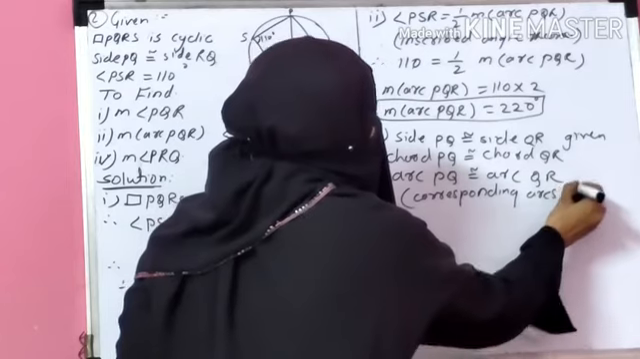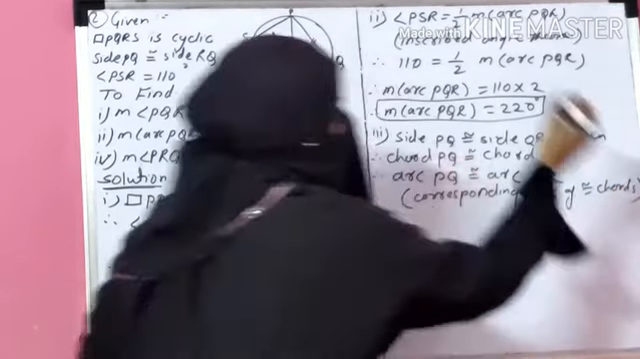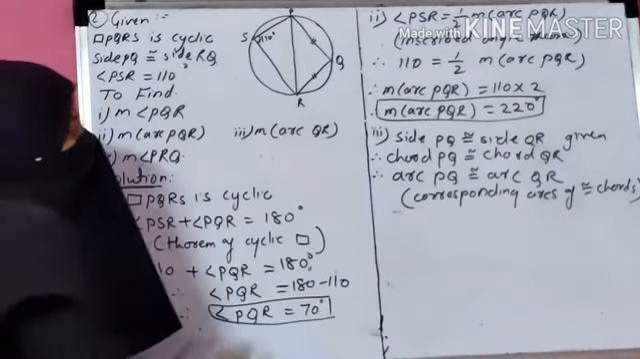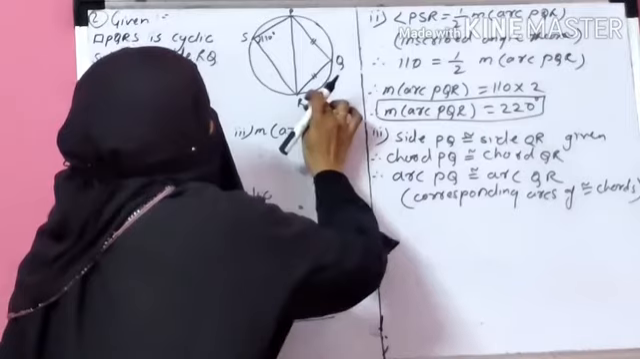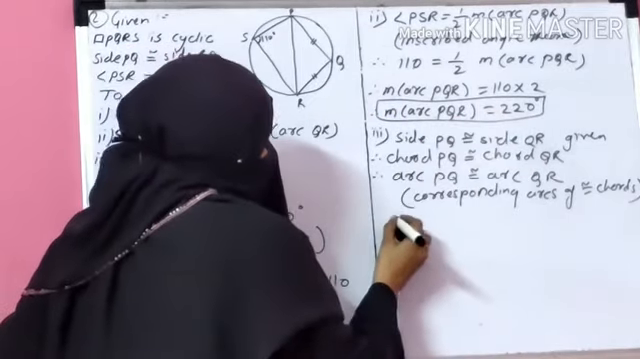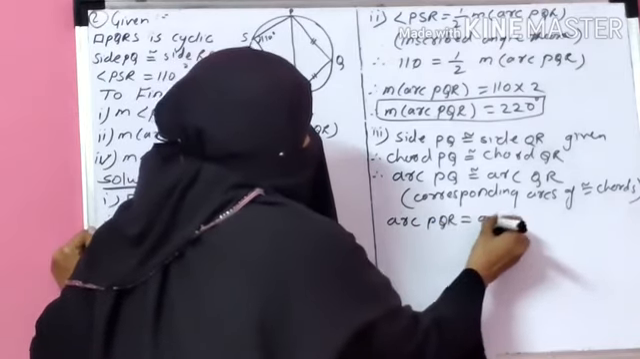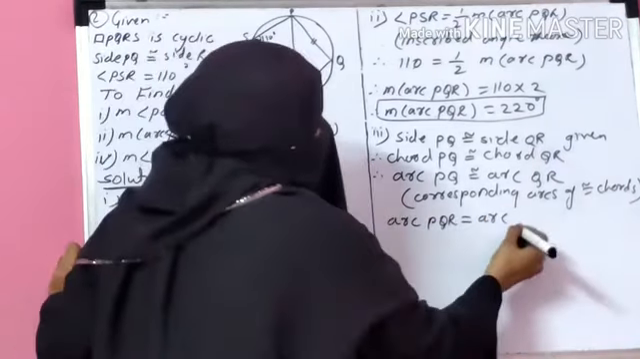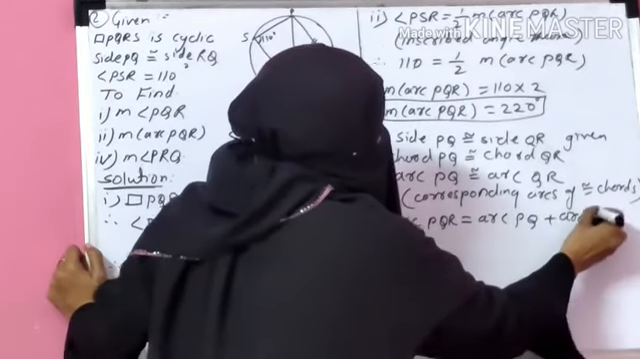Corresponding arcs of congruent chords. Okay. So therefore, if you add arc PQ and arc QR, then you get arc PQR. So arc PQR is nothing but the addition of arc PQ plus arc QR.